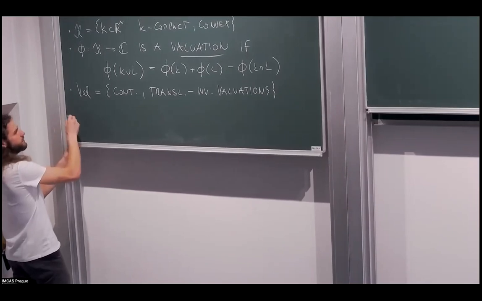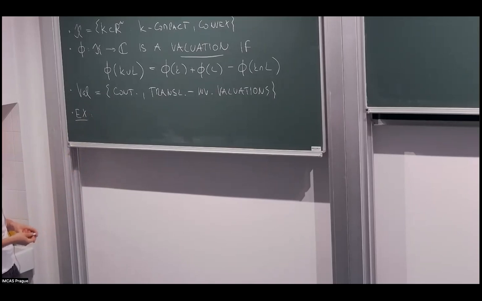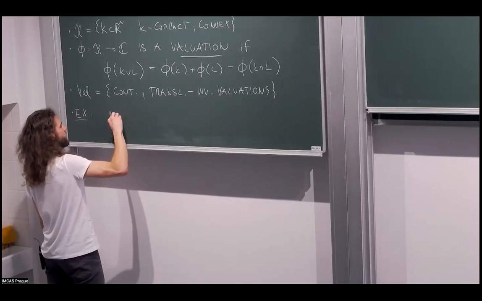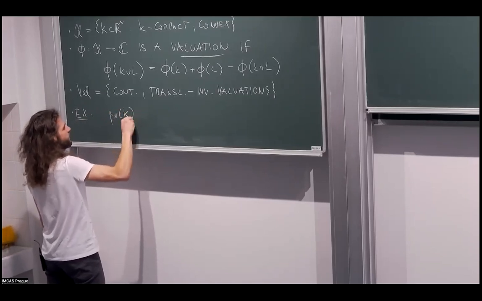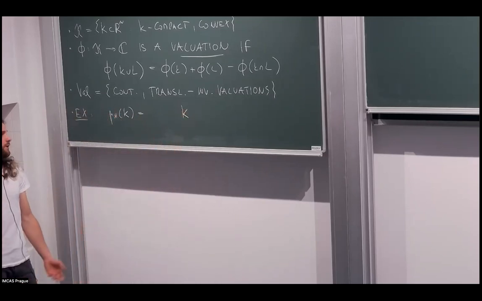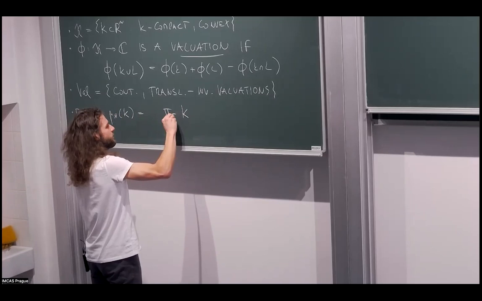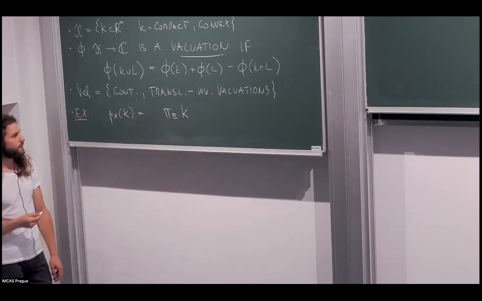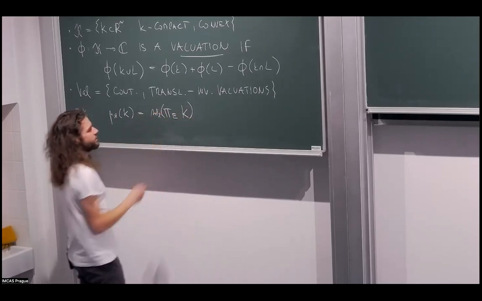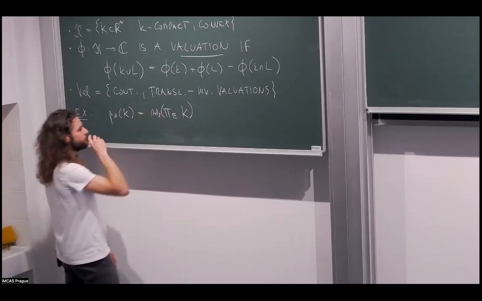So let me give several actual examples of valuations. I will take a convex body K and denote the valuation mu_k, small k. I take my convex body, and then I take a k-plane in R^n, and I take the projection to this k-plane. Since this is a k-plane, I will measure the k-dimensional volume of this projection. This already is a valuation.